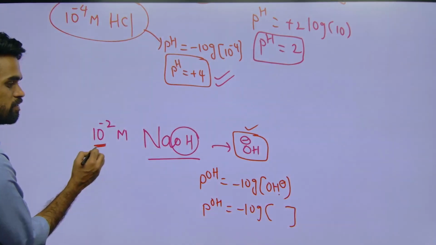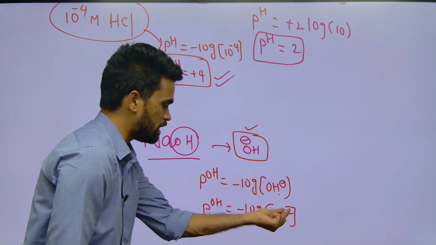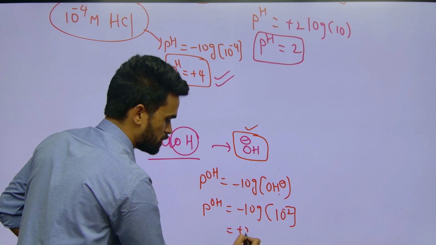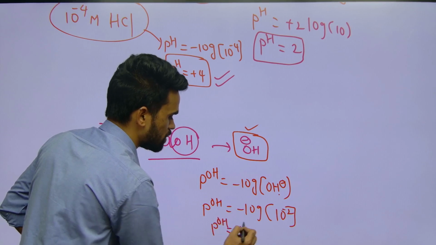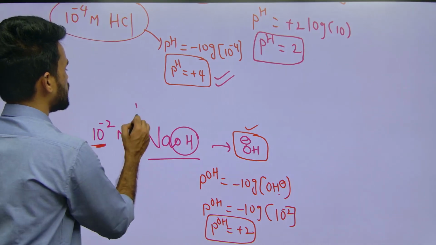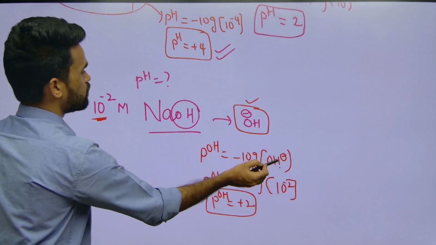How much is it? 10 power minus 2. So if it is 10 power minus 2, you write 10 power minus 2 here. So minus into minus, here it becomes plus 2. So this is the pOH of the solution. But the question is asking about pH. We have calculated pOH. So now what do we need to do?